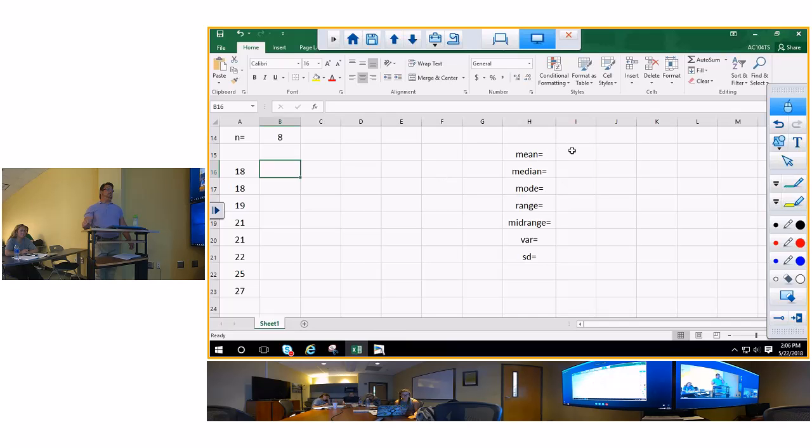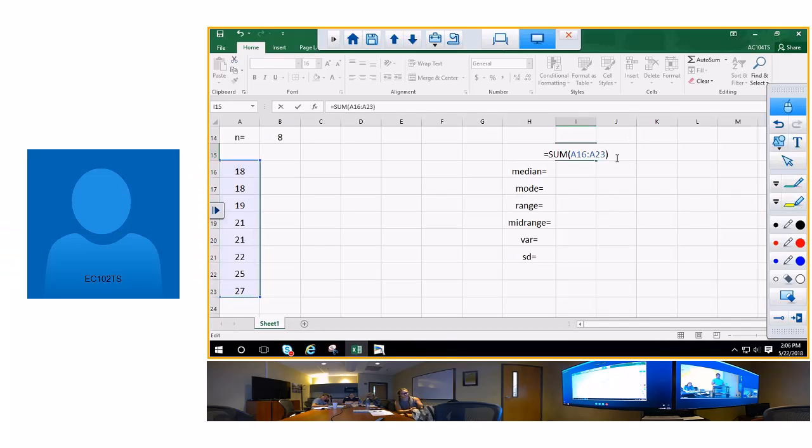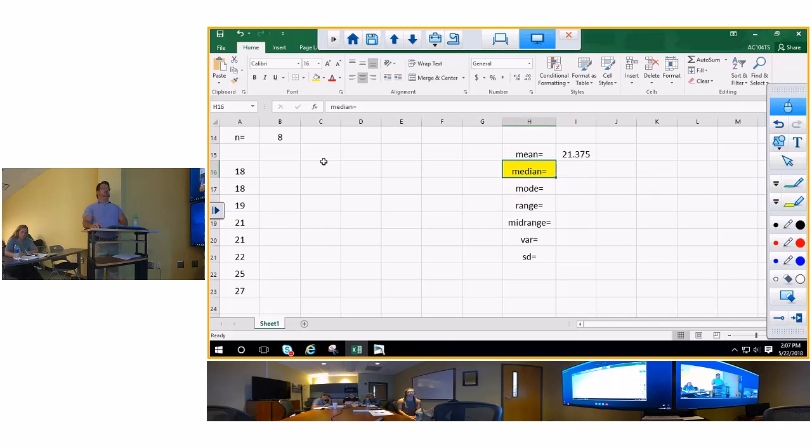All right, mean. We're going to add them all up and we're going to divide by 8. Check your numbers as we go. Median. Well, I'm going to color this one yellow. And we're going to go down, and that's these two numbers right here. Now, I want to show you something here. It's going to happen in the box plot. Equal parentheses, average them up.